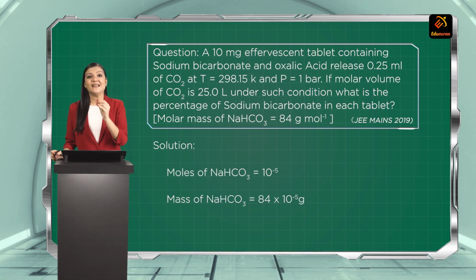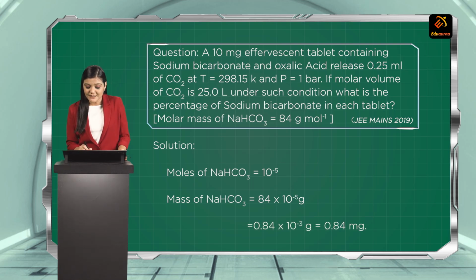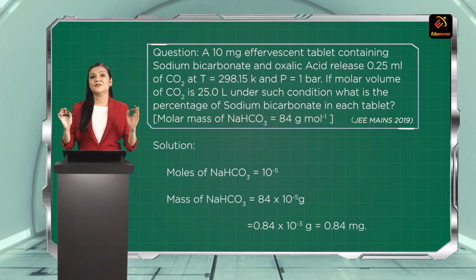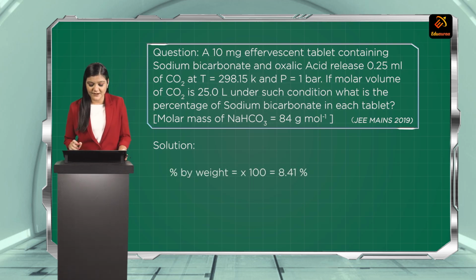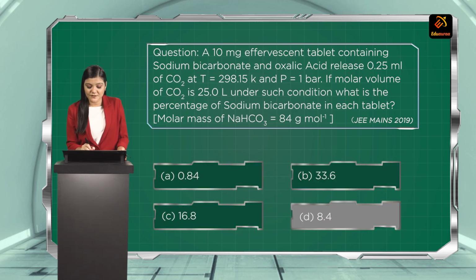Moles we know, we can find out the mass by using number of mole is equal to weight in gram upon molar mass. So multiplying the moles with molar mass, the amount of NaHCO3 will be equal to 0.84 into 10 raised to minus 3 grams, which is equal to 0.84 milligrams. Now if we are to find out the percentage weight, then percentage by weight is equal to given information multiplied by 100. So answer is equal to 8.4%. So 8.4% of sodium bicarbonate is present in given tablet.